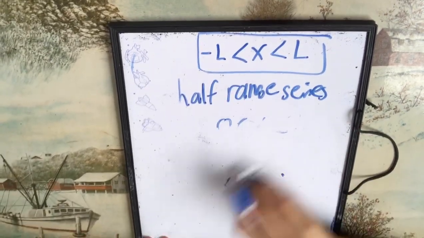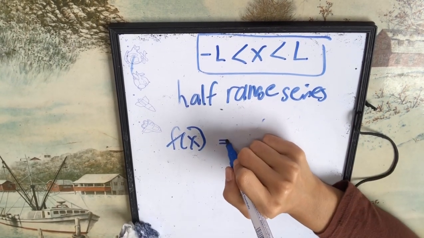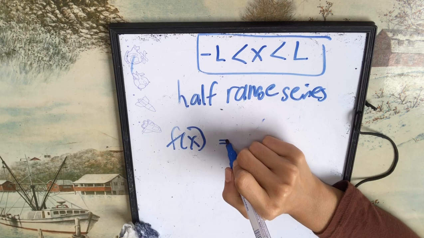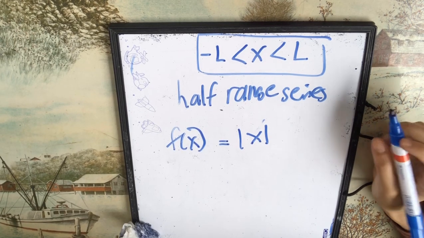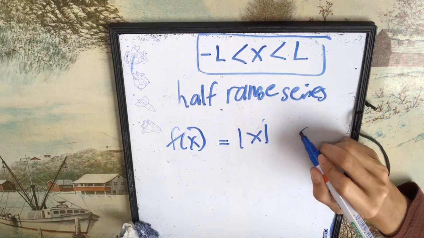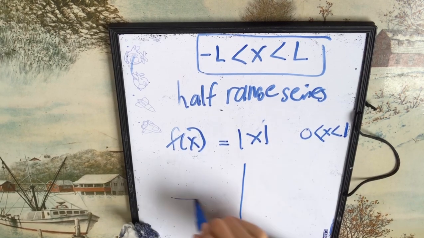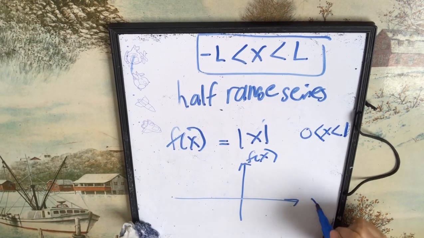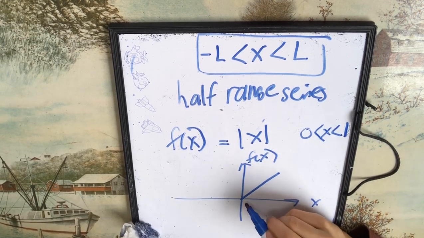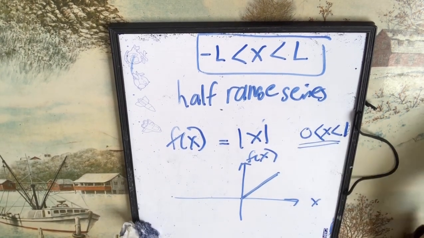Let's say you have a function f(x) equal to modulus x, and the limit is only from 0 to 1. How does the graph of this modulus x look like? This is f(x), this is x. You just draw this line, because it only covers the positive part.